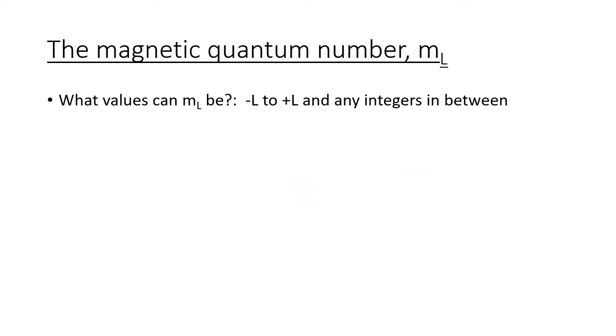The magnetic quantum number is given the symbol m sub L. What values can m sub L be? m sub L can be negative L to positive L and any integers in between. If L is 4, then m sub L could be negative 4 to positive 4, and any integer in between, which would be negative 3, negative 2, negative 1, 0, 1, 2, 3, and 4.